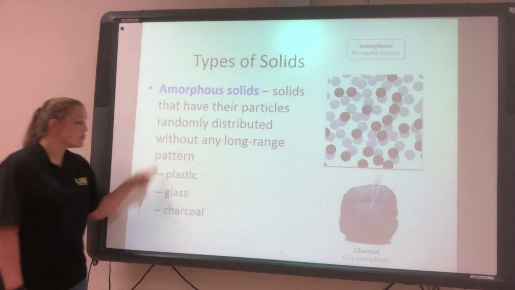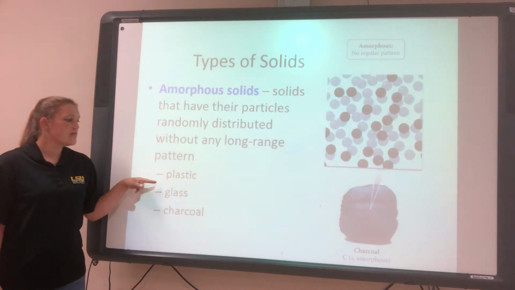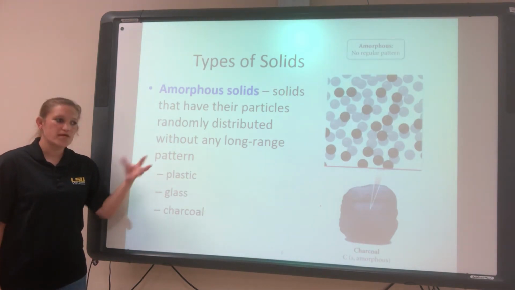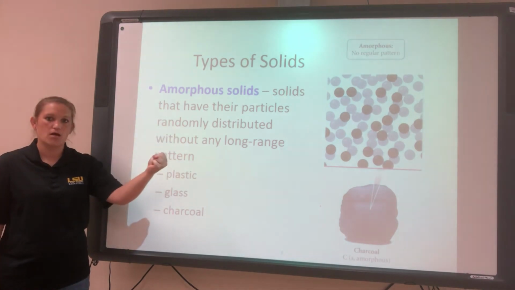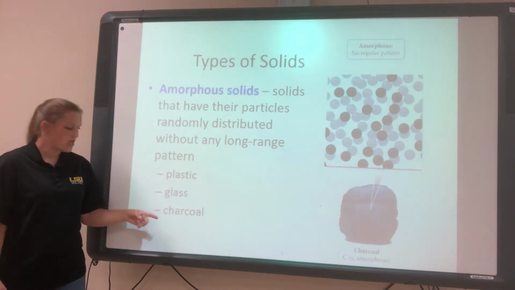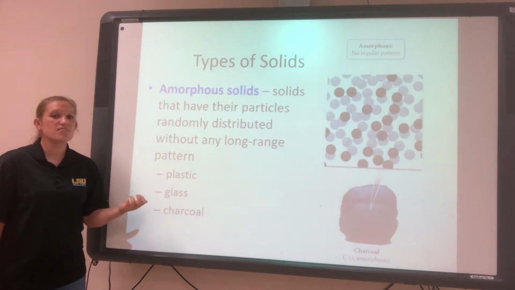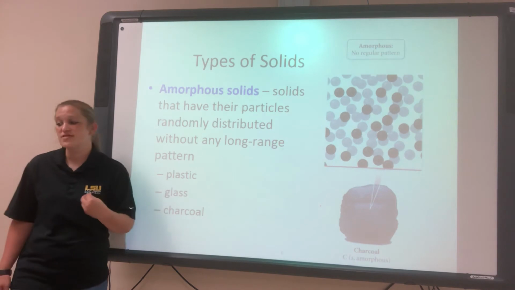Some other examples are plastic. You might think plastics are pretty strong, but remember, you can hold a plastic bottle and crush it. Glass and charcoal too. So those are just some examples of crystalline and amorphous solids.